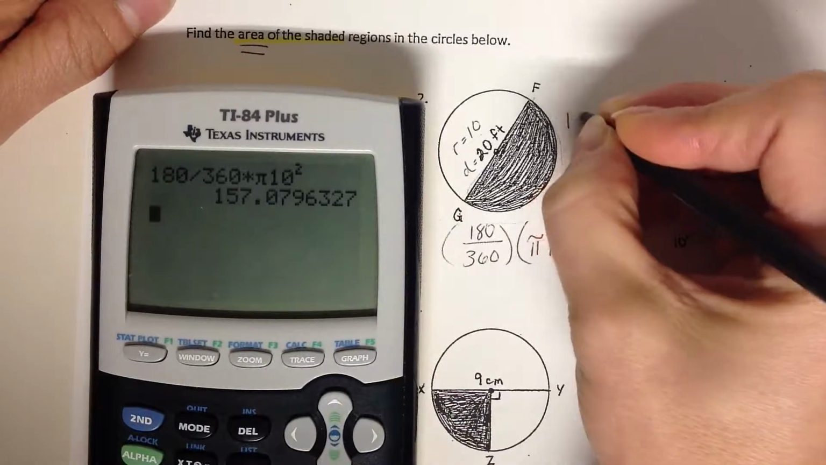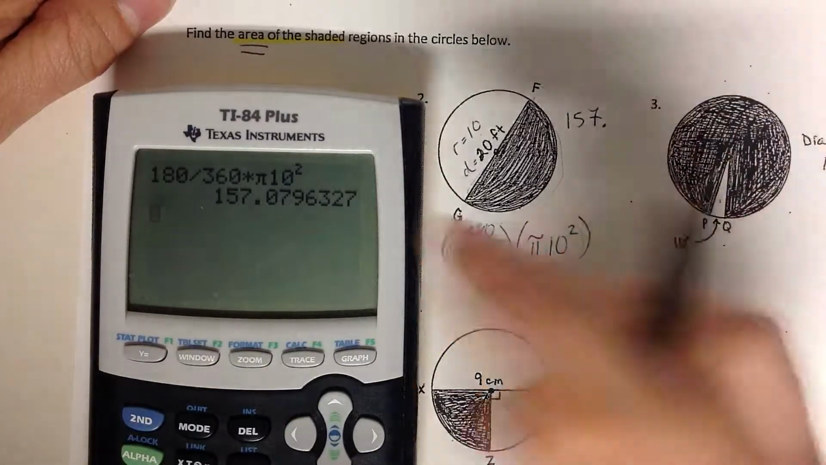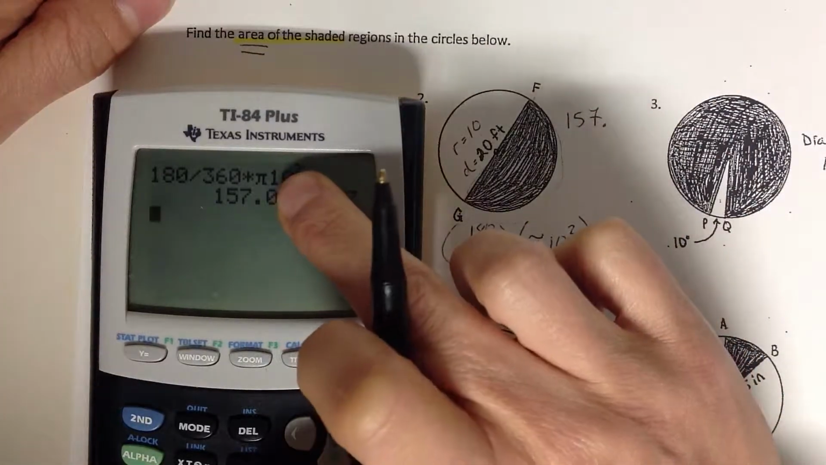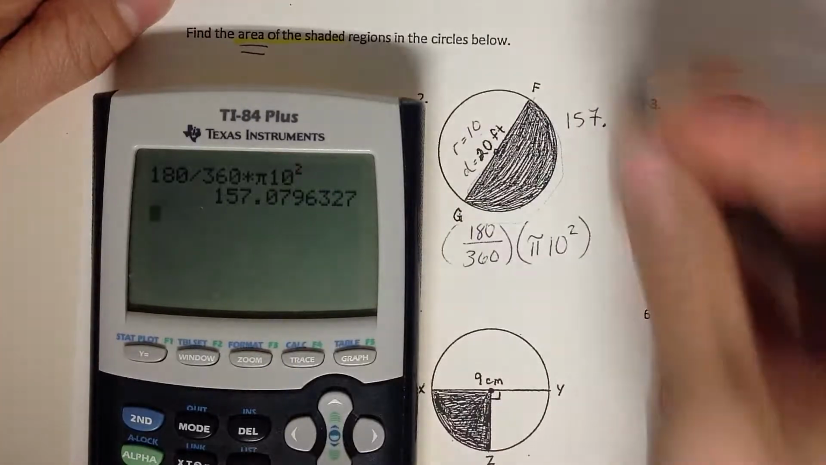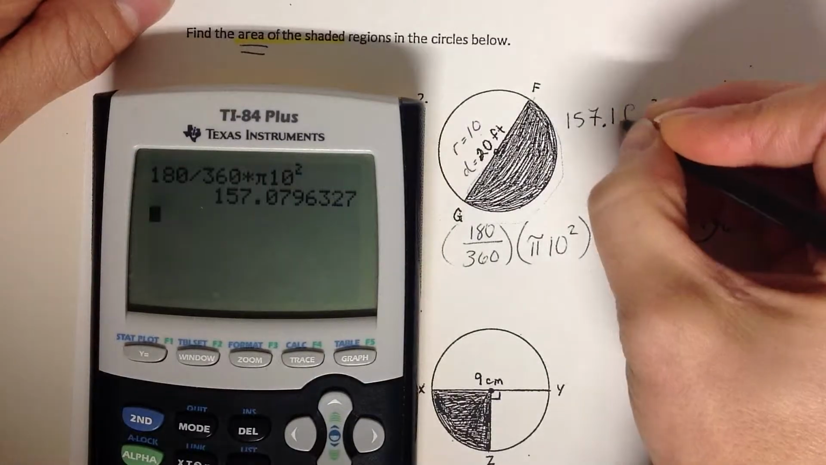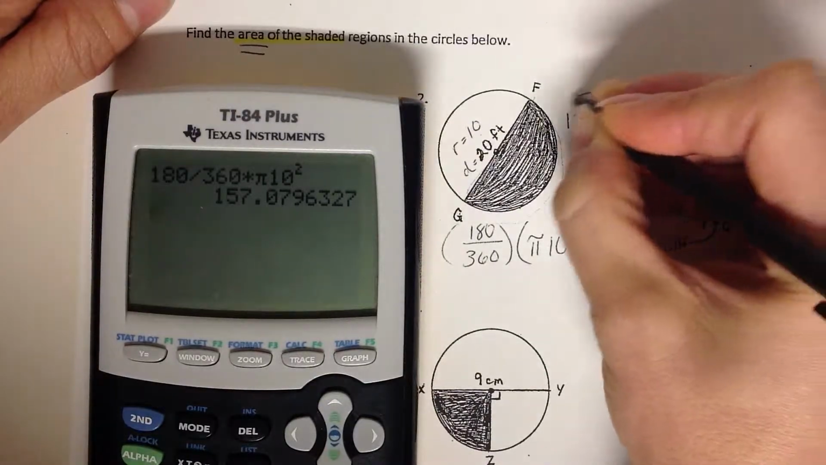I have 157 point, that's 7 makes, right, 7, if I go to the tenths place here, that's a 1. Goes up to a 1. And I'm doing feet here, square feet.